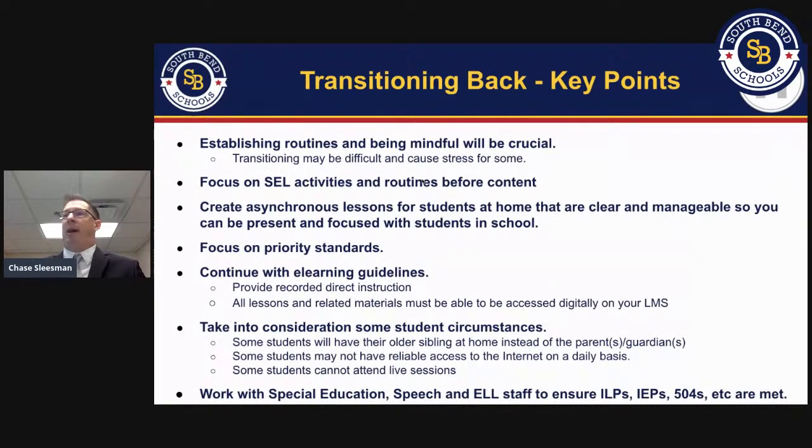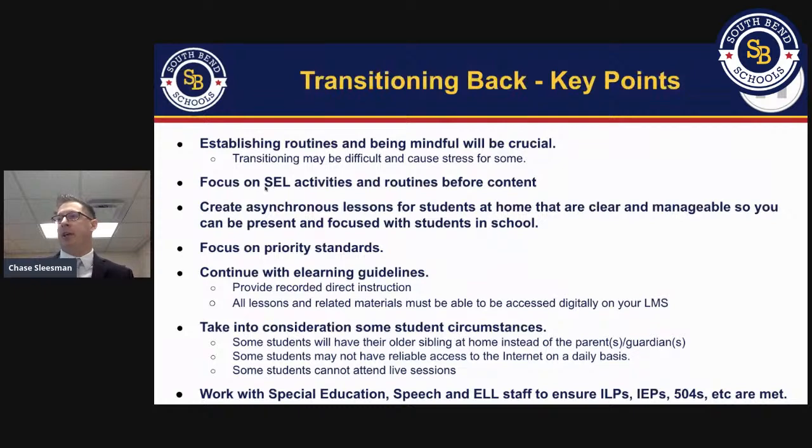As we look at transitioning back, some key things that we need to keep in mind is it is going to be difficult and could cause stress for some. So that is why, as students do transition back into the building, we need to be mindful about establishing those routines. Essentially it's their first time in the building. So masks up, talk about the importance of masks, the social distancing, room setup. Again, those are going to be key. It's just going to be like the first day of school during a normal school year. So just really be mindful about getting those routines established with your students.